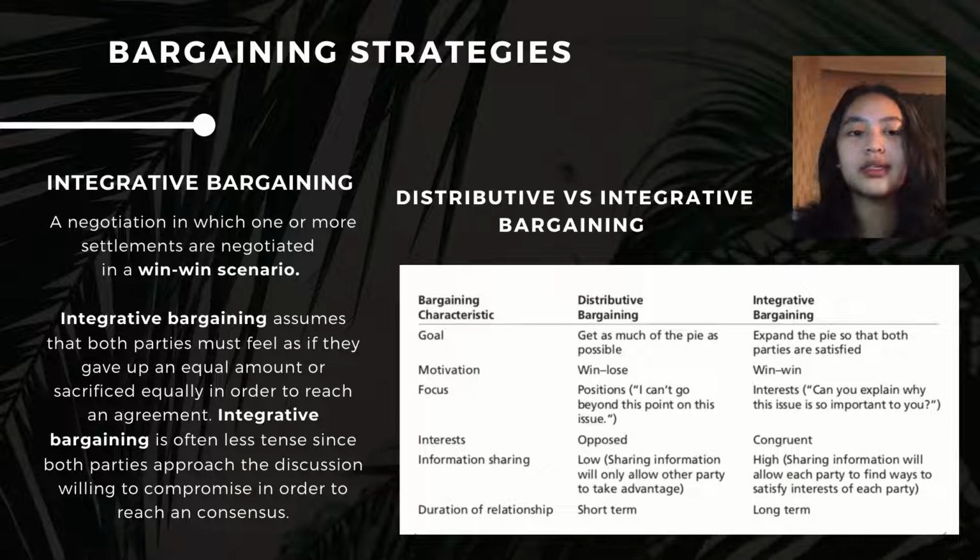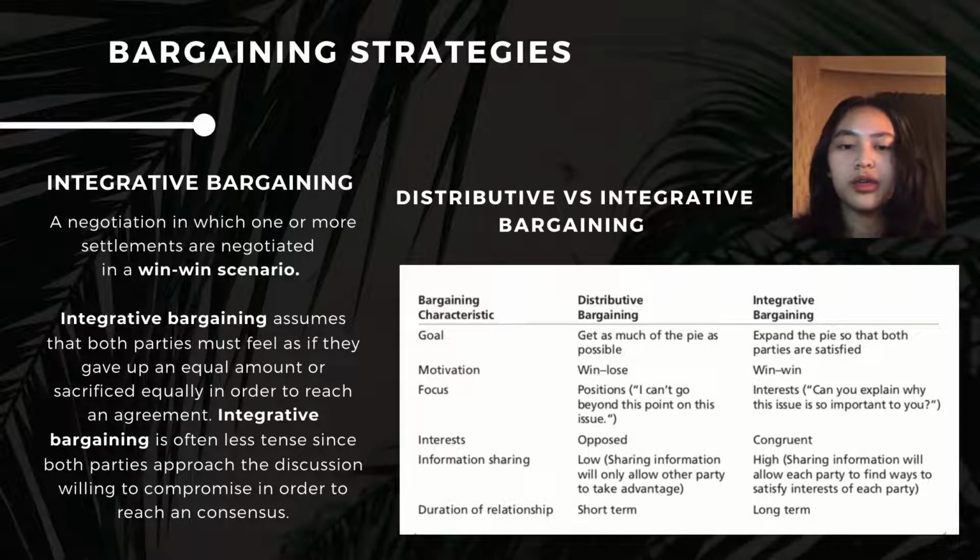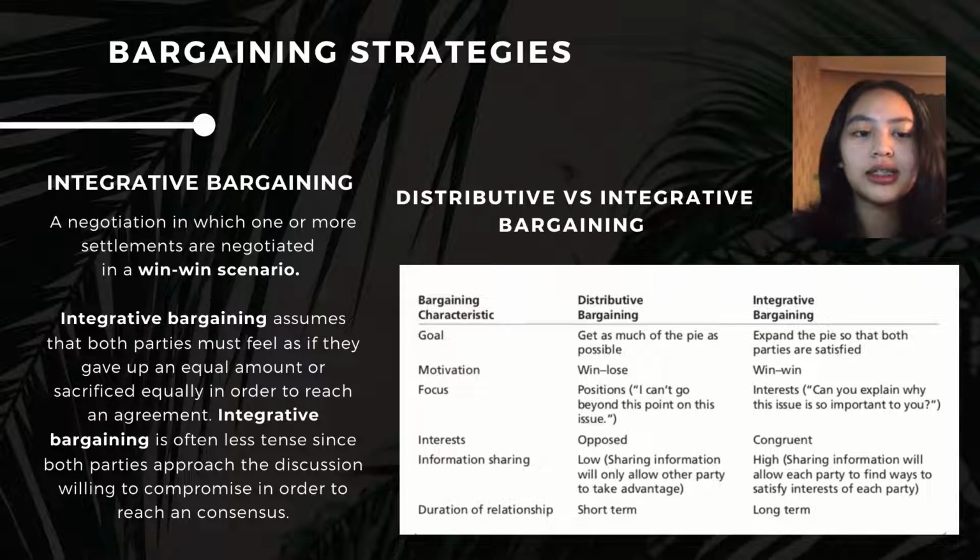The other strategy is integrative bargaining. It is a negotiation in which one or more settlements are negotiated in a win-win scenario. Integrative bargaining assumes that both parties must feel as if they gave up an equal amount or sacrificed equally in order to reach an agreement. Integrative bargaining is often less tense since both parties approach the discussion willing to compromise in order to reach a consensus.